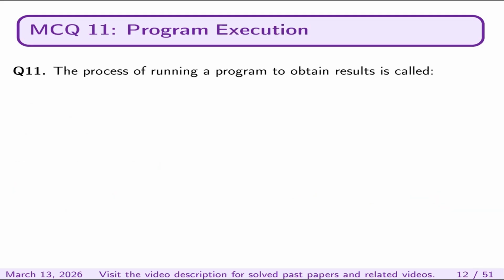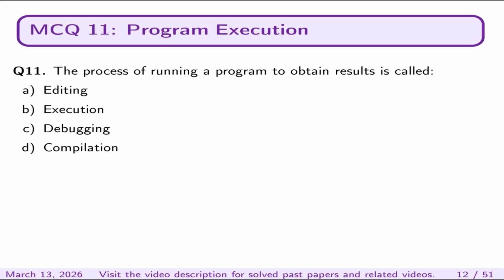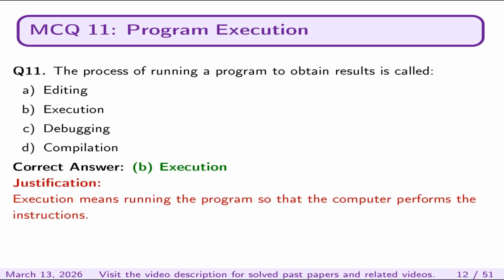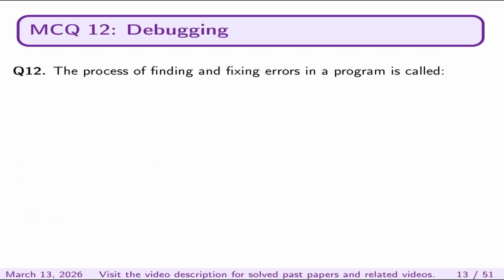Question number 11. The process of running a program to obtain a result is called editing, executing, debugging, compilation. The correct option is executing, because execution means running the program so that the computer performs the instructions.